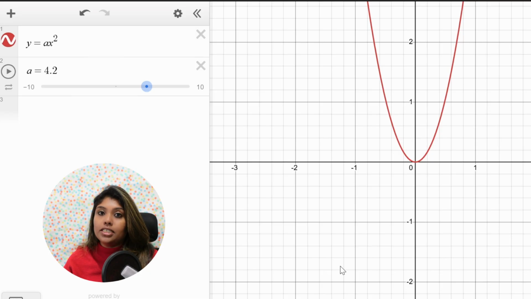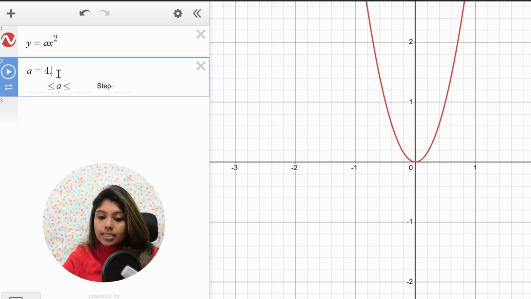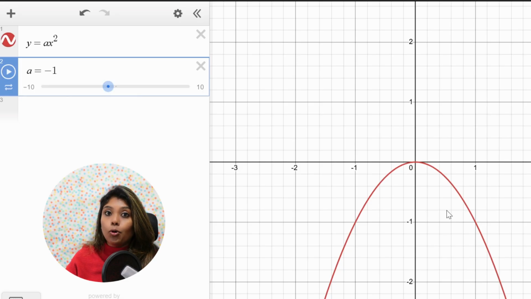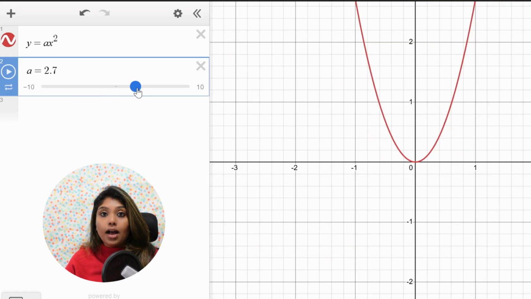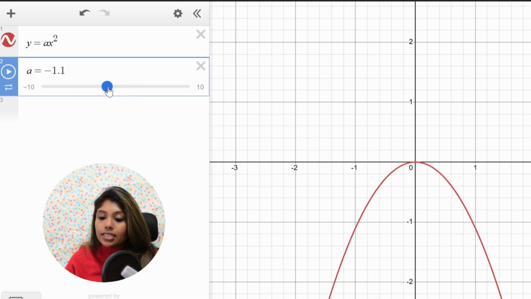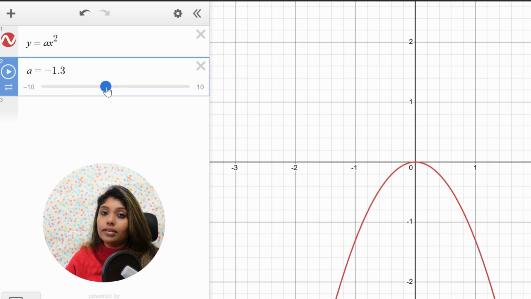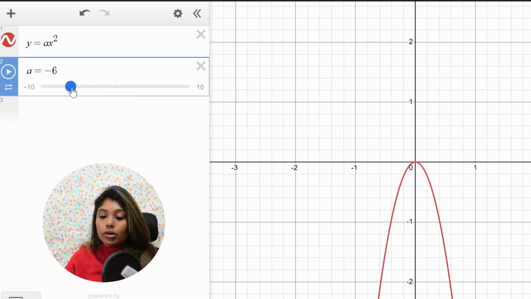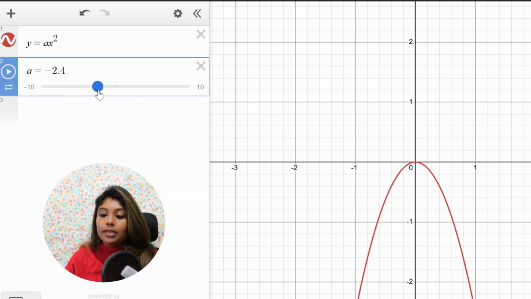Now let's see what happens to the parabola if the value of a becomes negative. Let's give it a negative value, let's say negative 1. You can see that the parabola now opens downwards, which is the opposite of the positive value. Whenever we gave a positive value, the parabola opened upwards. But when we move to the negative side, the parabola opens downwards. Now, as we keep increasing the number, we see that it becomes steeper, which is narrower. And when I decrease the numerical value, it becomes wider, which is broader.